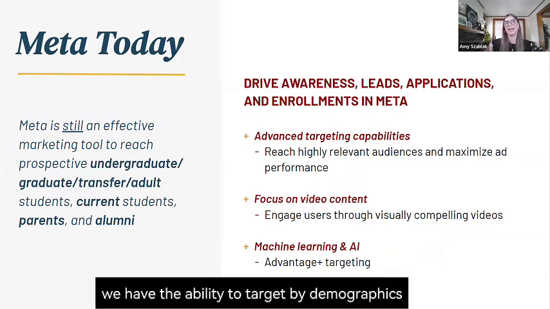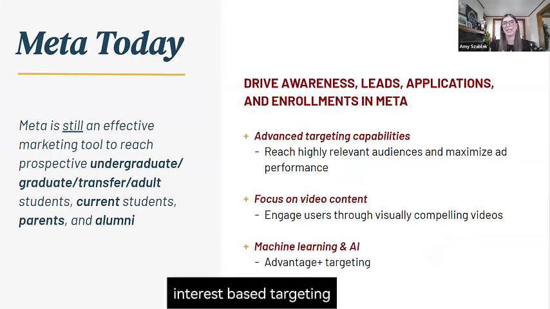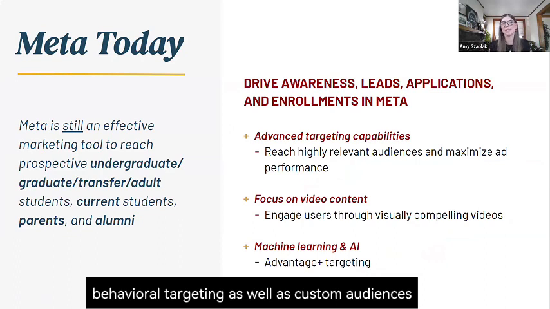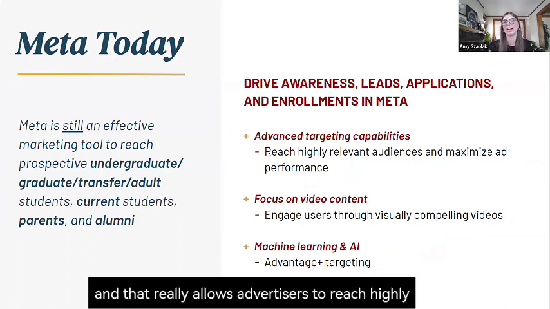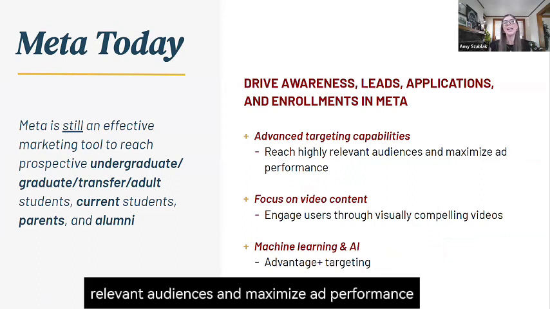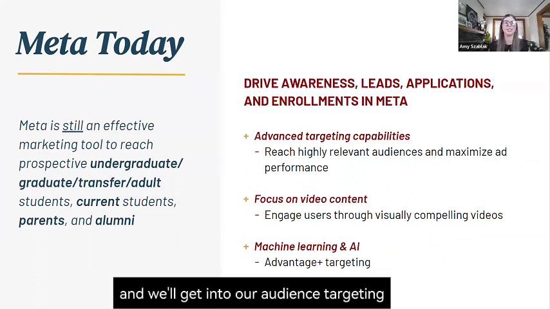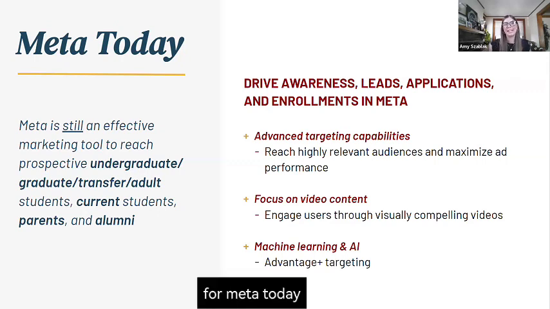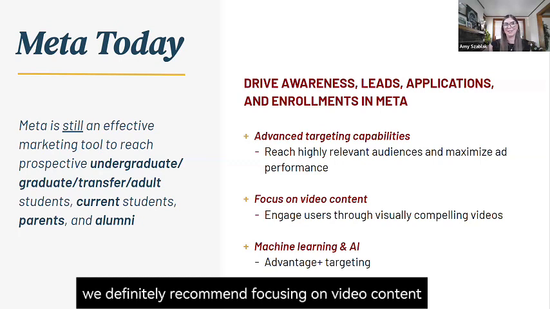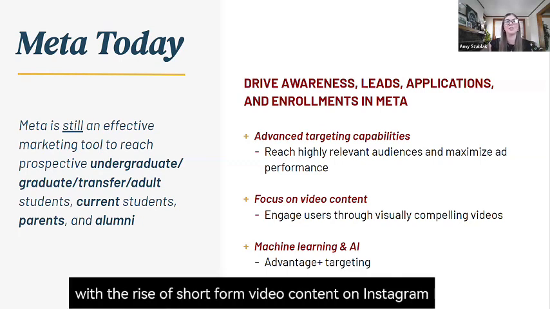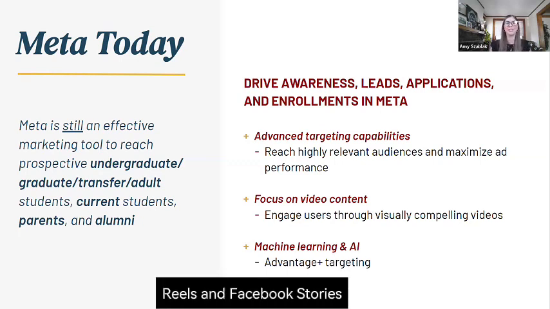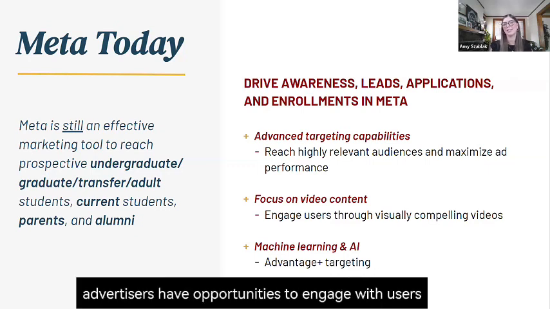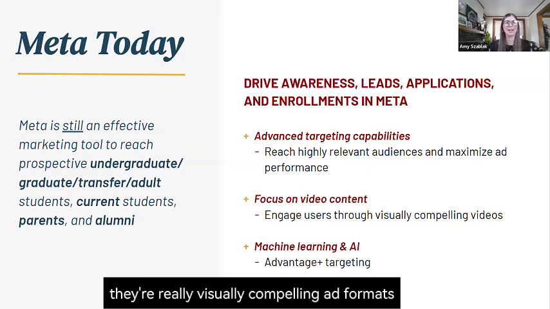So within Meta, we have the ability to target by demographics, interest-based targeting, behavioral targeting, as well as custom audiences. And that really allows advertisers to reach highly relevant audiences and maximize ad performance. And we'll get into our audience targeting a little bit later in the presentation. For Meta today, we definitely recommend focusing on video content. So with the rise of short form video content on Instagram Reels and Facebook Stories, advertisers have opportunities to engage with users through really visually compelling ad formats.